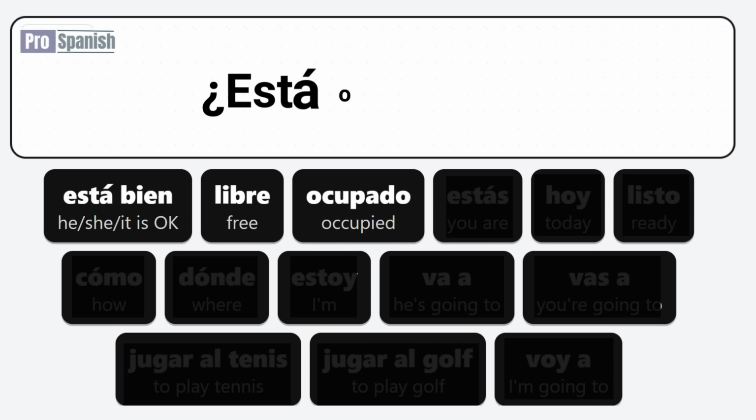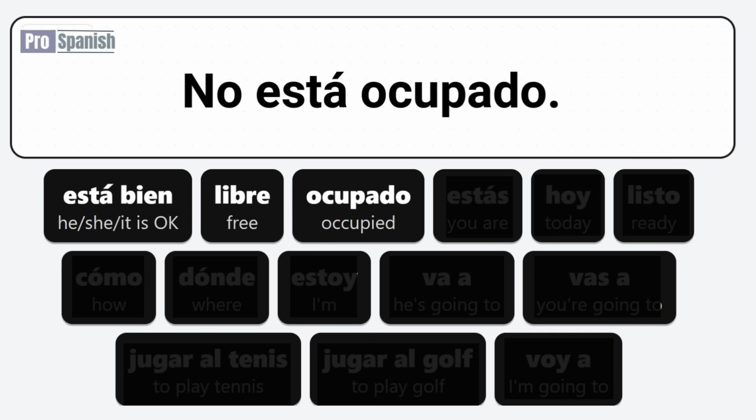¿Está ocupado? Now we've said ocupado is occupied. And if we're talking about he or she is occupied, in English we're more likely to say he or she is busy. So ocupado can be translated as occupied or busy. How would you say, he's not busy? No está ocupado.